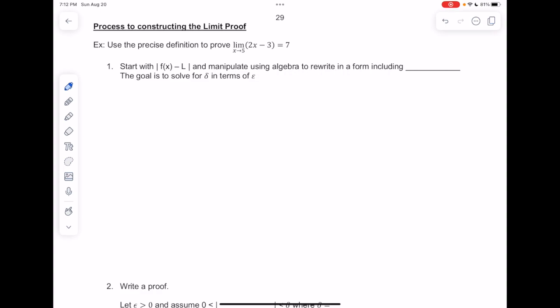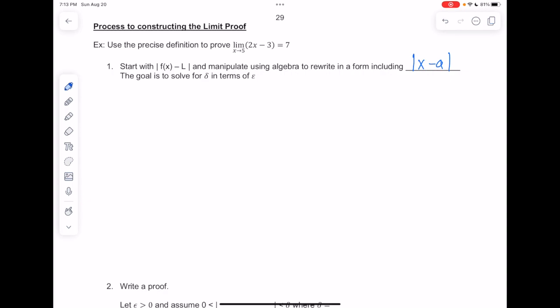So what you always want to do is kind of have a scratch work step and then a write the proof step. So this step 1 is our scratch work step. So what you're going to do is start with f of x minus L, and you're going to manipulate that using algebra to try and rewrite it in a form that includes x minus a in absolute value. And once you do that, you're going to solve for that x minus a once you get it included, and then that should help you see what a good choice for delta would be. So that's a little messy still.